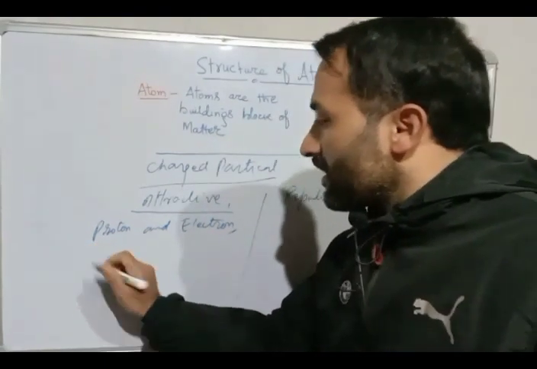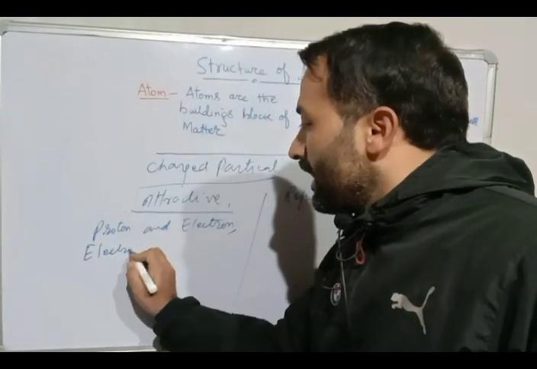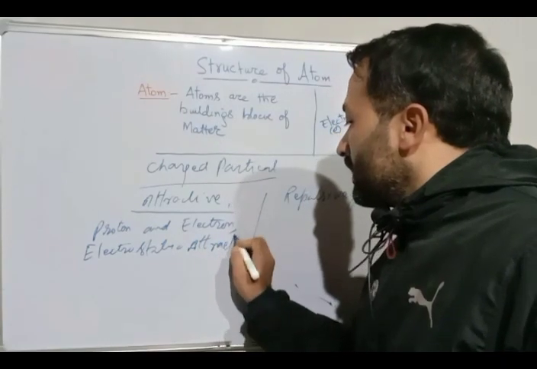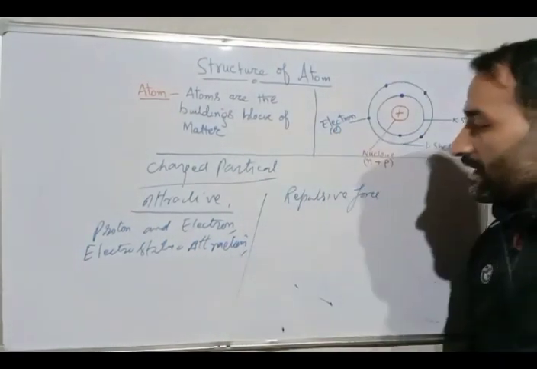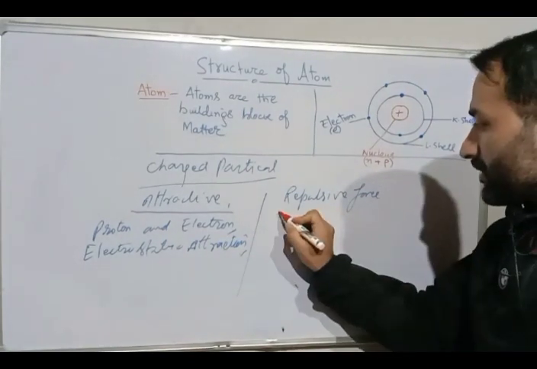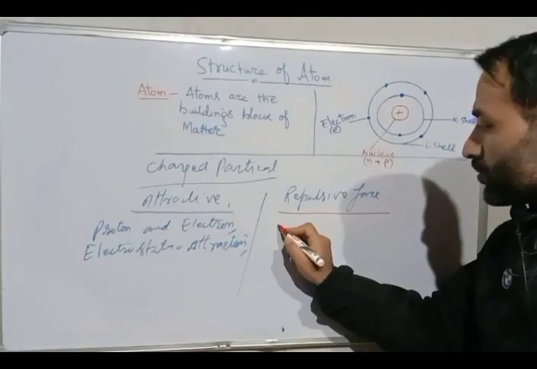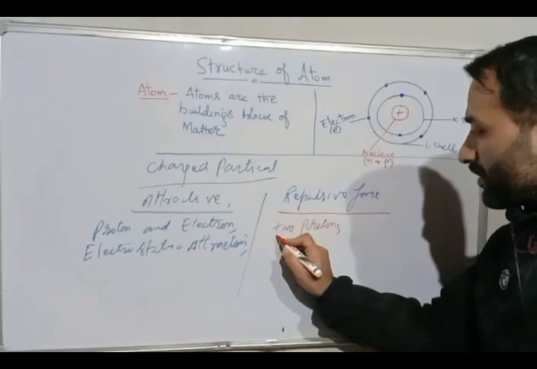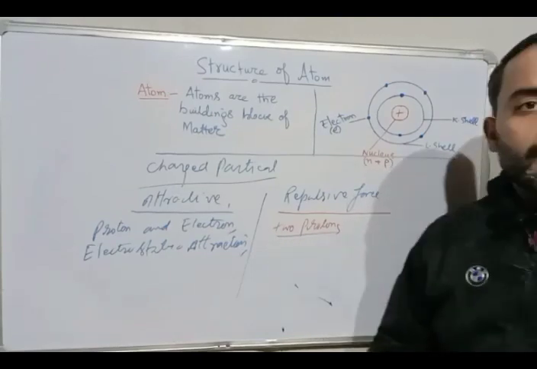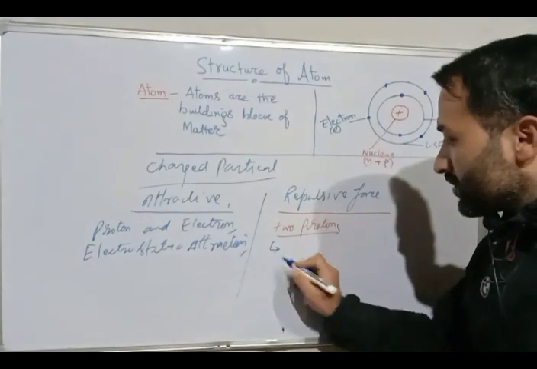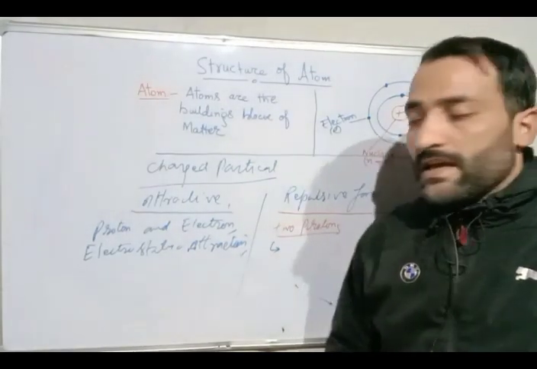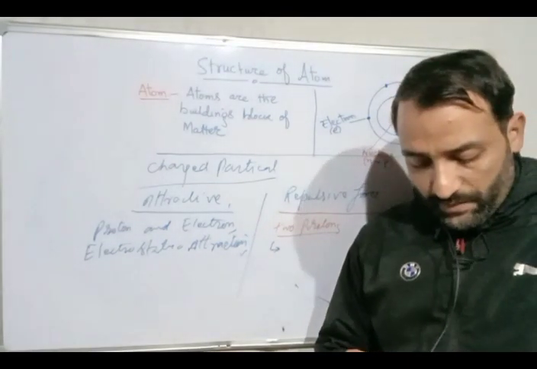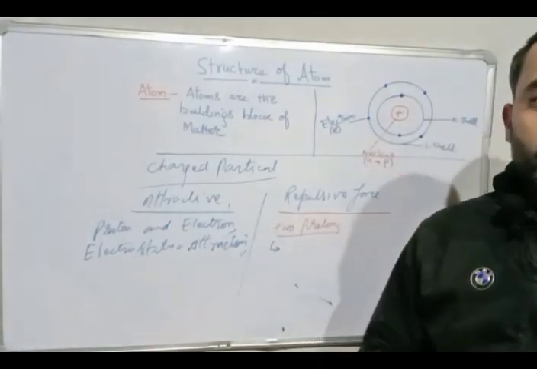This type of attraction is called electrostatic attraction, a force of attraction. Another type of force operates in the nucleus of an atom between two protons. Proton and proton are repulsive in nature; they repel each other. So how is this repulsion tackled? Here comes the role of the neutron. Neutrons come in between two repulsive protons, minimizing the repulsion between them.